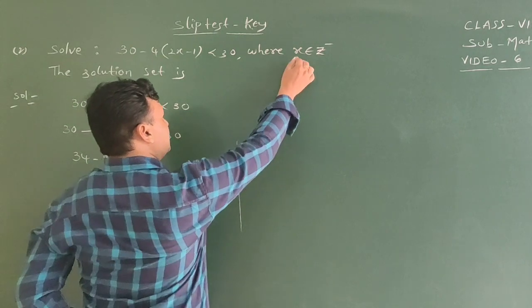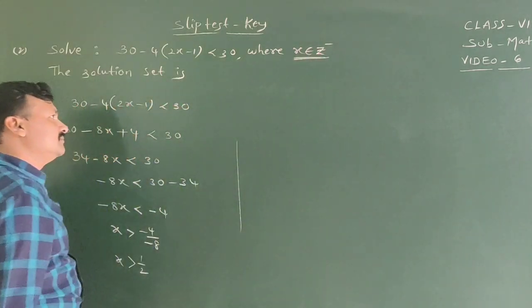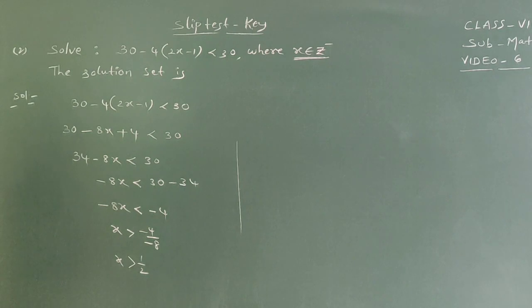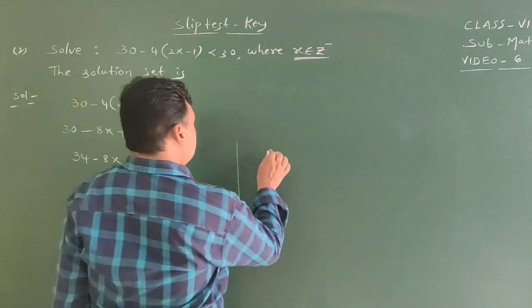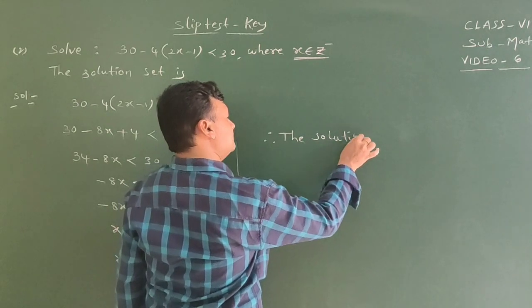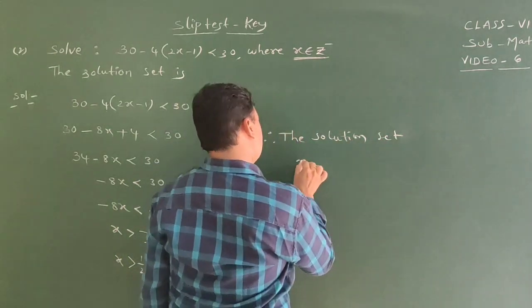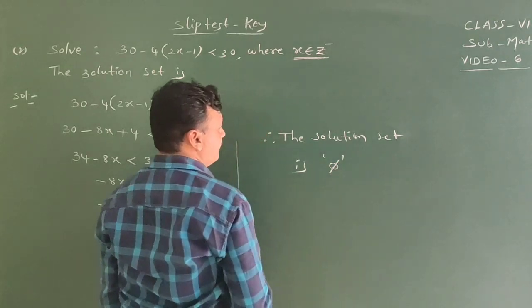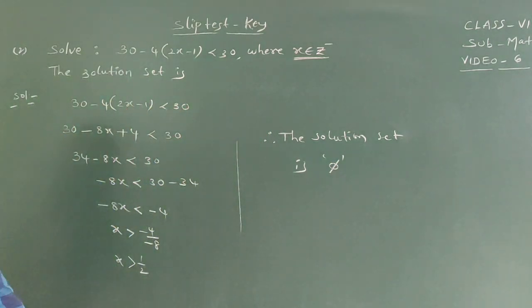Here the replacement set is x belongs to Z minus. From the negative integers only we have to choose the solution set. Here what is the solution set? x greater than 1 by 2. There is no negative number greater than 1 by 2 in our solution set. So obviously the solution set is phi, or null set.